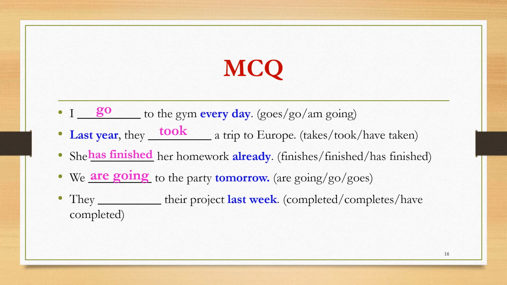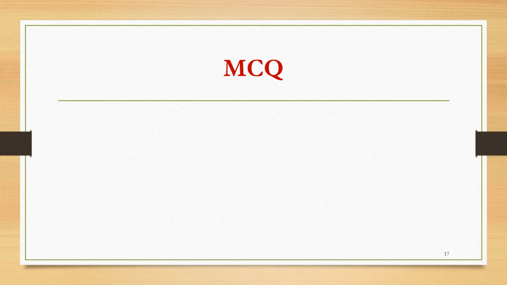Their project last week. Again, last week is the same case as last year, so it's an indication of a specific time in the past. We use here the simple past, completed. They completed their project last week, sorry. Let's continue.